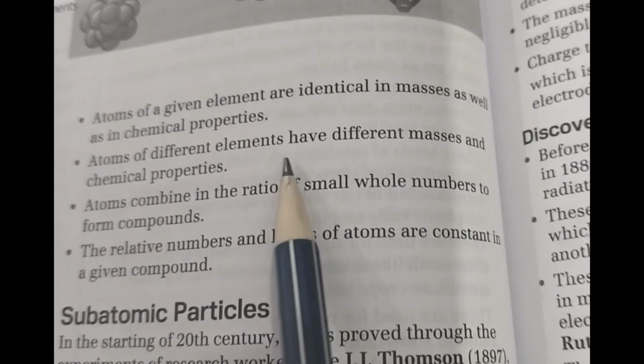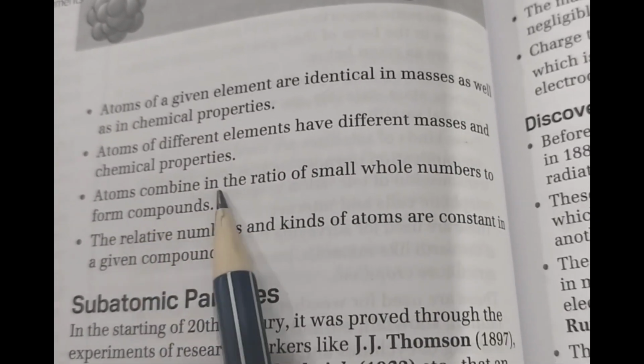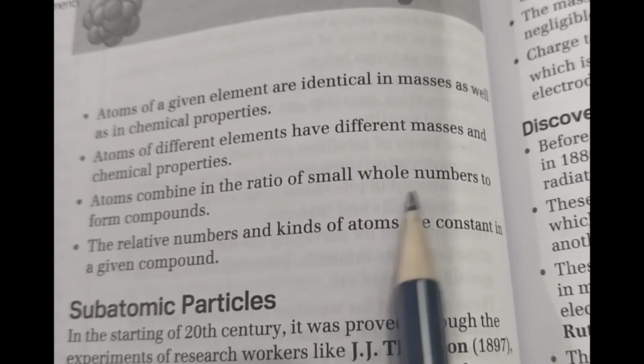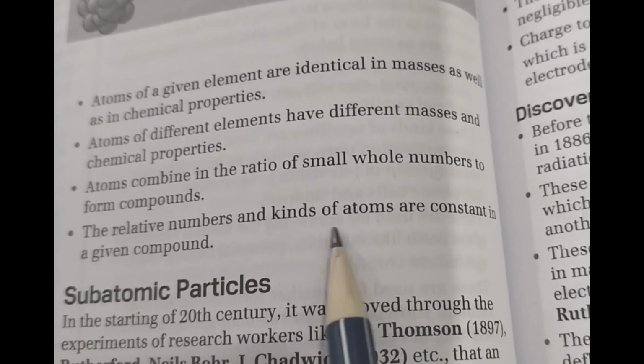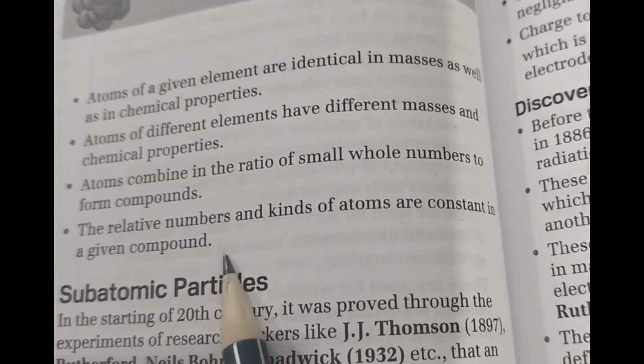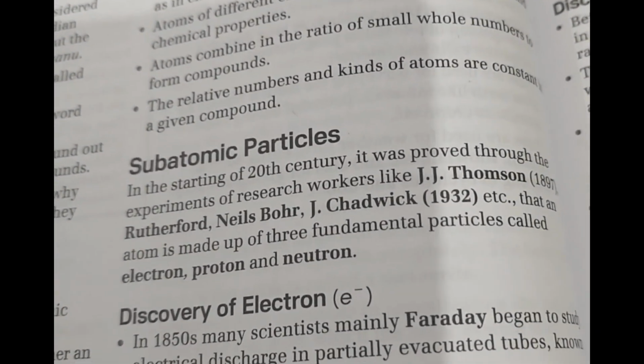Atoms of different elements have different masses and chemical properties. Atoms combine in ratios of small whole numbers to form compounds. The relative numbers and kinds of atoms are constant in a given compound, right? So now we'll study what are subatomic particles.